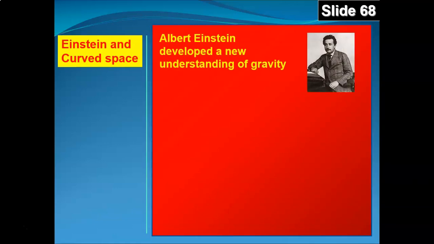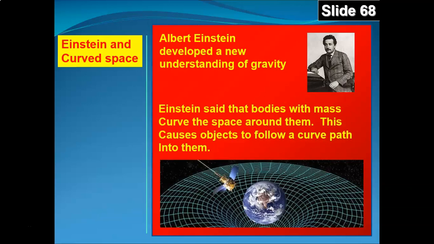So Albert Einstein developed a new understanding of gravity. Einstein said that bodies with mass curve the space around them. This causes objects to follow a curved path. Here's an image of that curved path, but it's just simply showing one layer of it. So that satellite could eventually follow a curved space path into the Earth. It would fall to the Earth, any object coming near the Earth. So there's really a whole matrix of those layers that you see there, and they all curve towards the Earth.